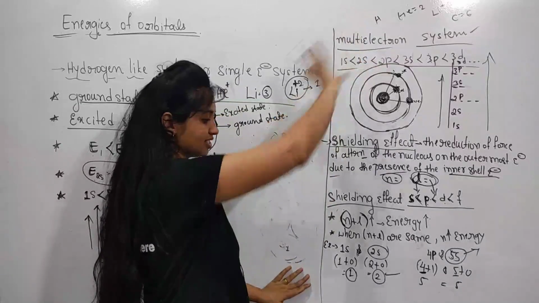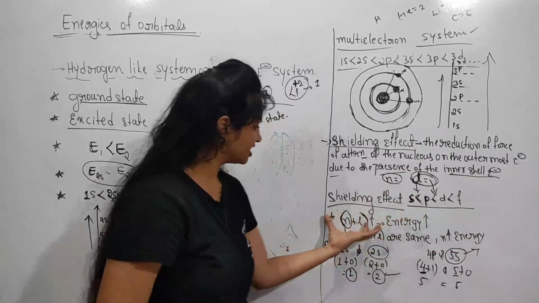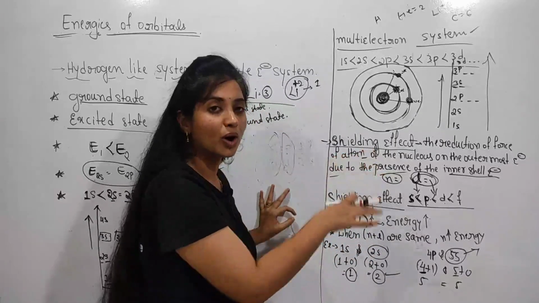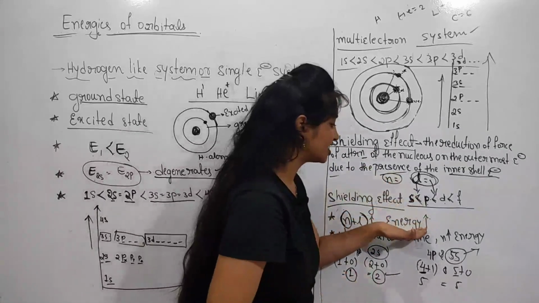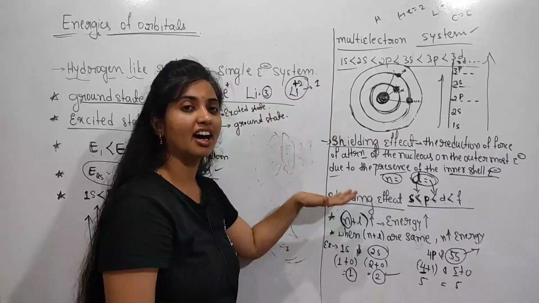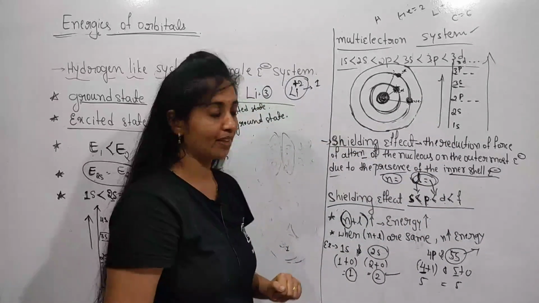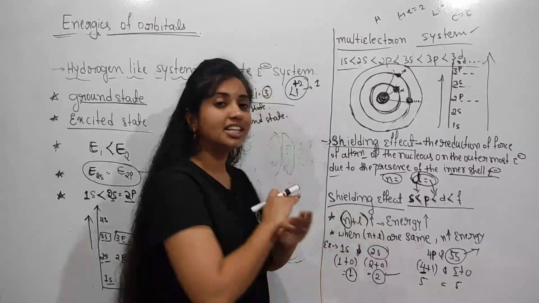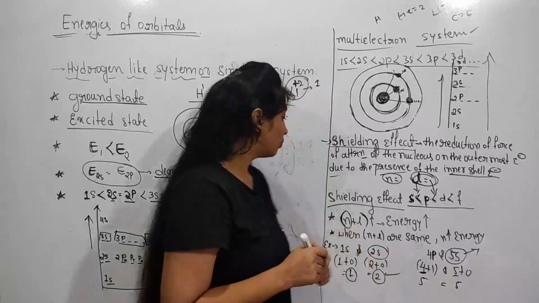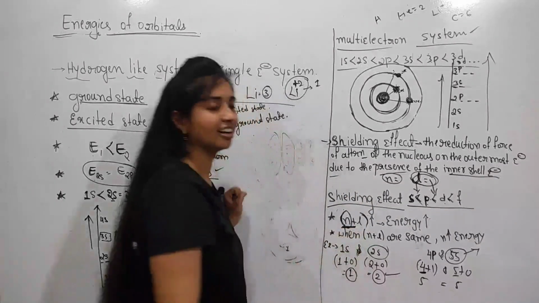In a multi-electron system, we apply this n plus l rule to find the energy levels. If the n plus l value is lower, automatically its energy level is low. And if the n plus l value is higher, automatically the energy level of the orbital is high. If the n plus l value is equal, then which quantum number decides the energy level? n decides the energy level.